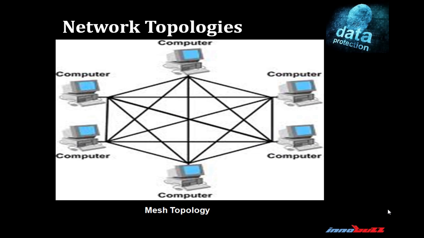Fifth one is mesh topology. In mesh topology, each and every computer is connected to the remaining all the computer. You can see the diagram. Mesh topology is quite stable but expensive topology. We can say it is the robust topology.